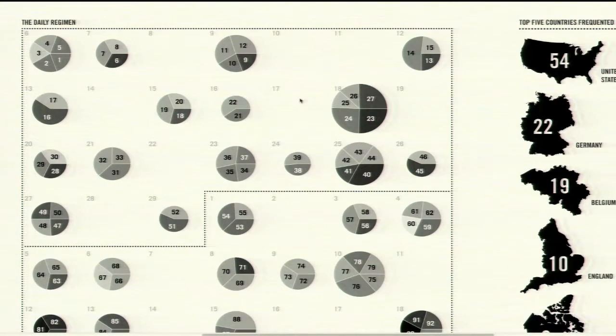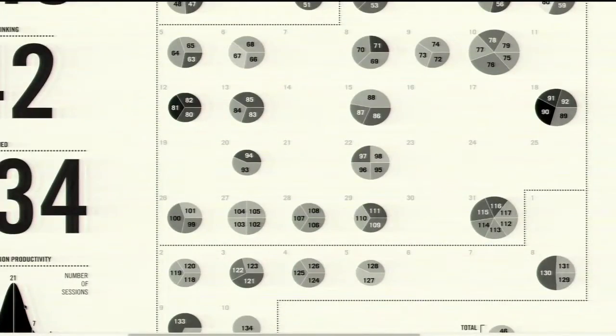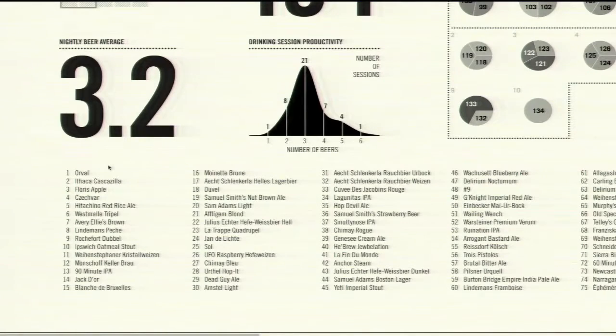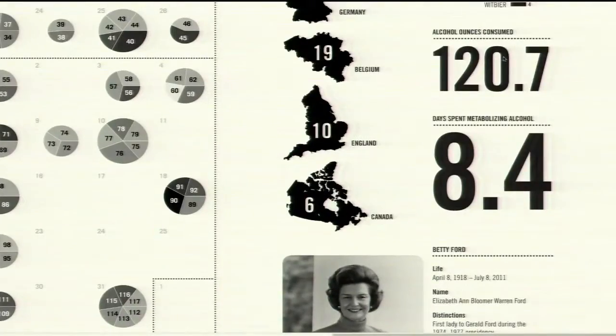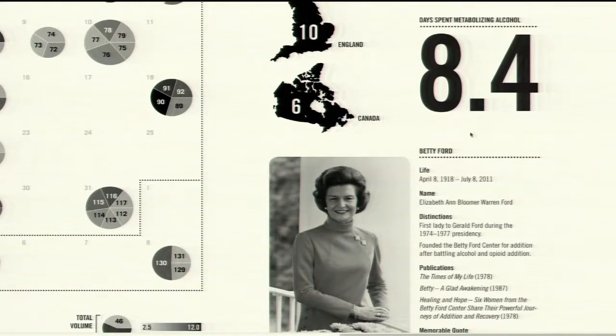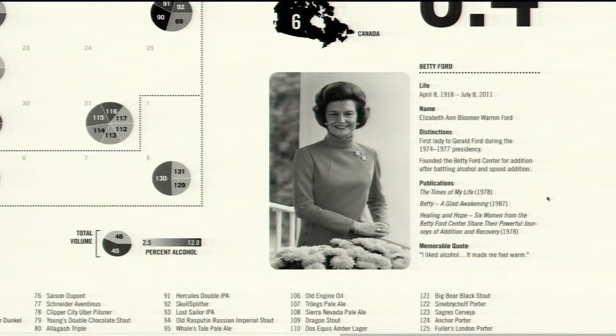And then here plotting out the calendar, this is the daily regimen, so each of the beers numbered, the overall volume being the total amount consumed, the darkness being the alcohol content of that particular beer. The numbers themselves are from this bottom section here, the list of 134 beers. There are some truly awful things, he tells us, like things that taste like strawberry jam, which is not a flavor that you want with beer. Breakdown by countries, actual amount of time spent for his liver, and then his dead author choice was Betty Ford.